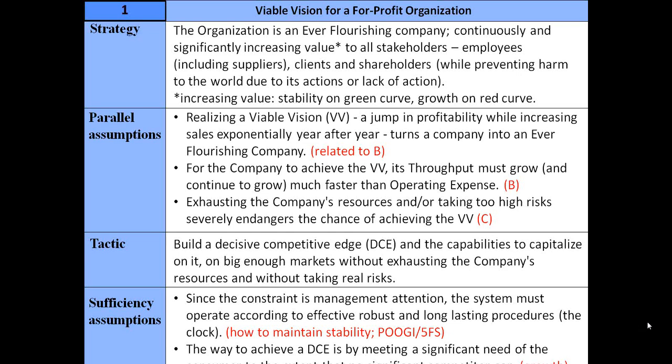And then this was the original version of this sufficiency assumption, which is that the way to achieve a decisive competitive edge is by meeting a significant need of the consumer to the extent that no significant competitor can, which is what provides the growth. On some of the publicly released strategy and tactics trees for viable vision organizations, for-profit organizations, this sufficiency assumption should be at this level, and for some it may make sense to move it to become a necessary assumption on the next level.